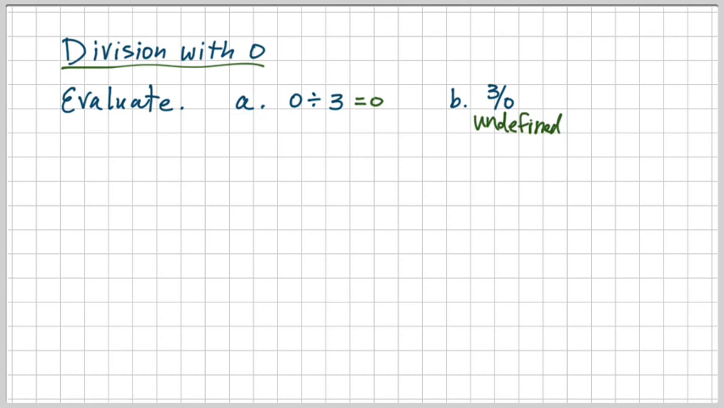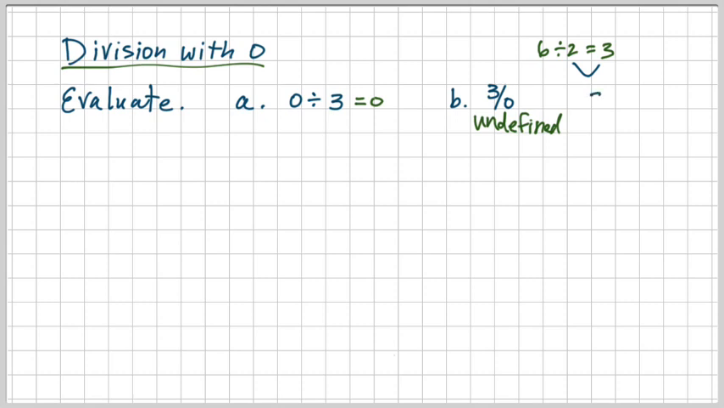We know if we had, for example, 6 divided by 2, that that's 3. We should be able to reverse the process and multiply. Notice 3 times 2 is 6. And so if you go back to A here, notice that 0 times 3 does equal 0. And so we can reverse that. You can see when you do multiplication that if 0 divided by 3 is 0, then 0 times 3 should equal 0, and it does.